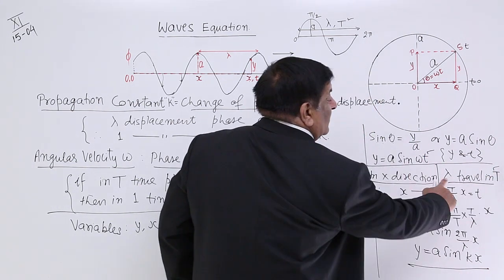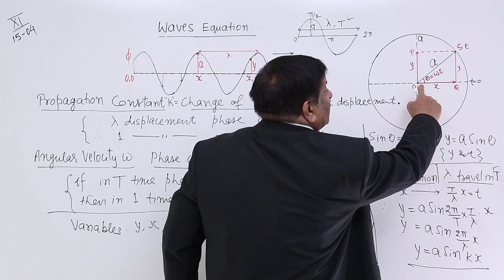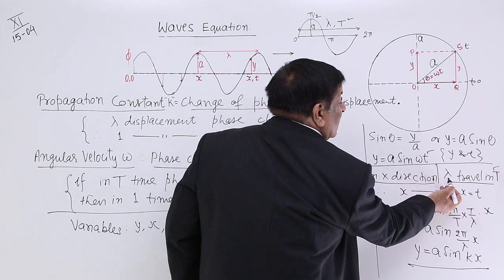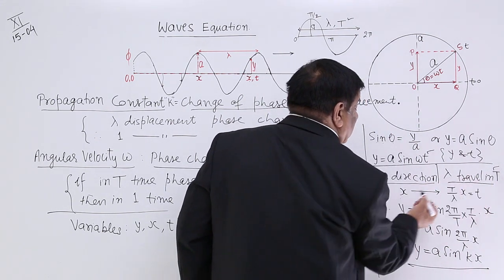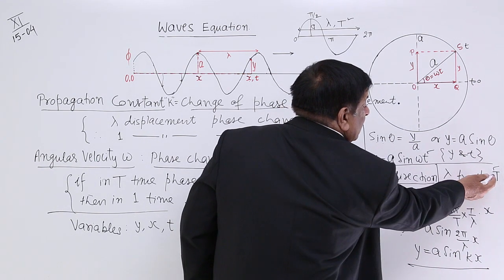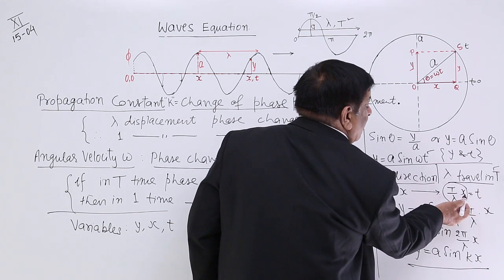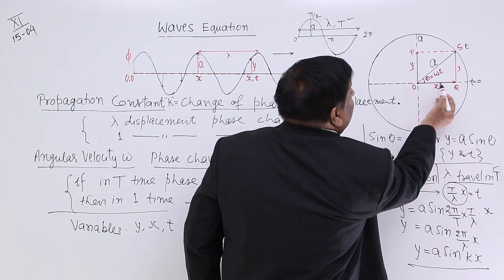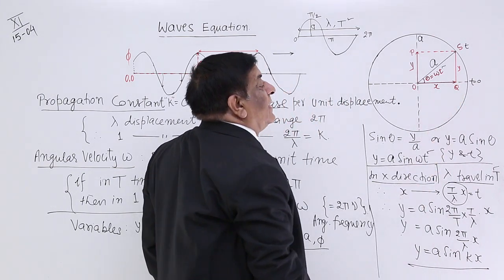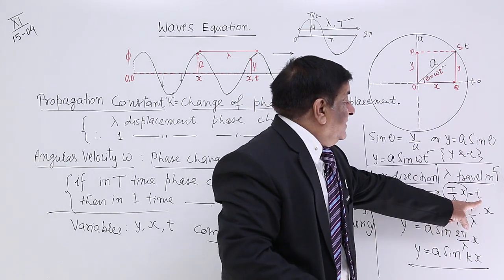Then how much will be travel in 1 meter? T upon lambda. And how much will be travel in the time when the displacement is x? So lambda length is travelled in time t, therefore x length will be travelled in time t upon lambda multiplied by x. This is the time taken for travelling x, and time for travelling x, how much we have taken it? T. So the position will be x in time t.